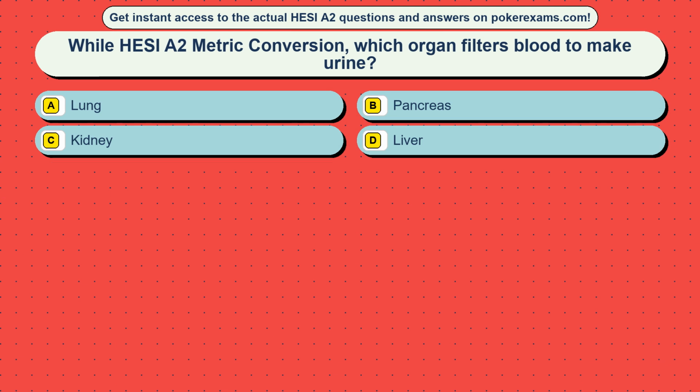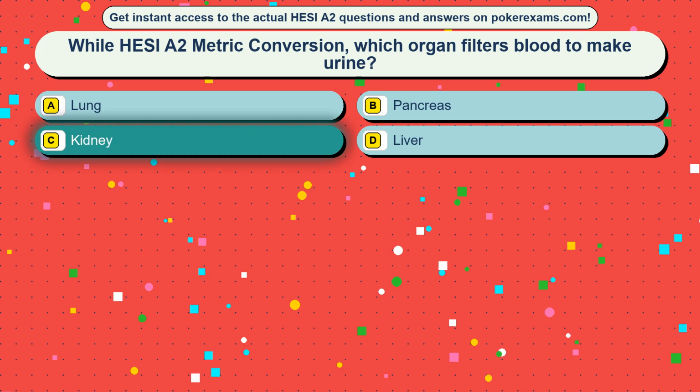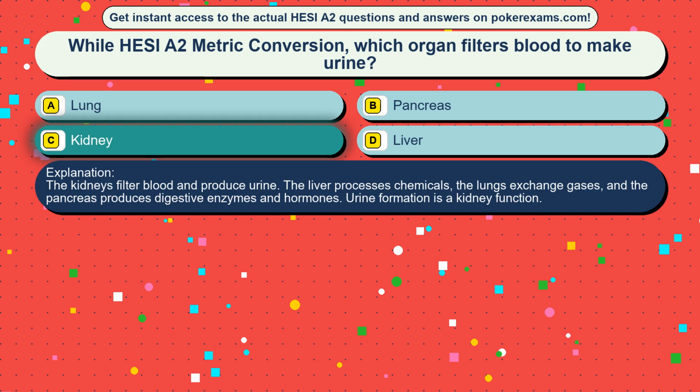Question 7. While HESI A2 metric conversion, which organ filters blood to make urine? Option A, lung. Option B, pancreas. Option C, kidney. Option D, liver. The correct answer is option C, kidney. The kidneys filter blood and produce urine. The liver processes chemicals, the lungs exchange gases, and the pancreas produces digestive enzymes and hormones. Urine formation is a kidney function.